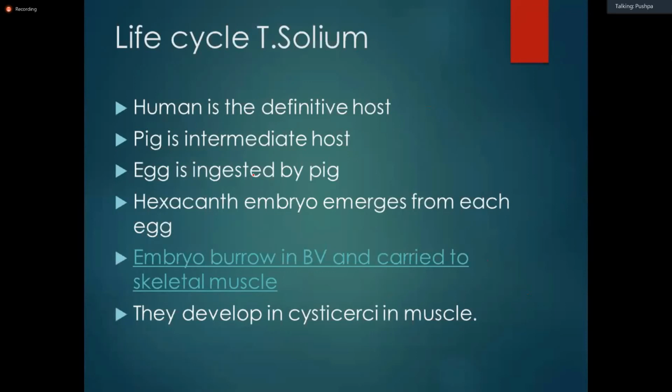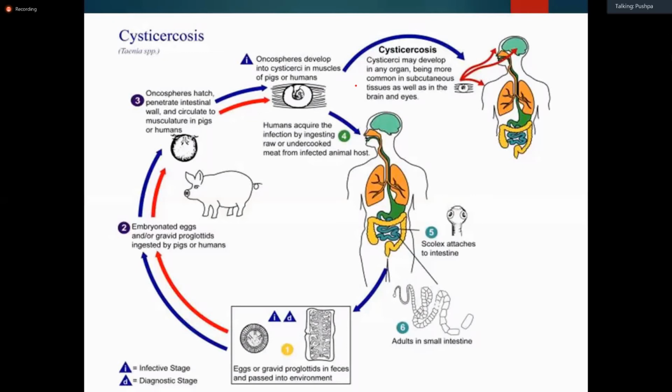Life cycle: human is the definitive host, pig is the intermediate host. The egg is ingested by the pig, the hexacanth embryo emerges from each egg, burrows through the blood vessels and is carried to skeletal muscle, where they develop into cysticerci. This is the usual cycle. But when I'm talking about cysticercosis, it is when a human being accidentally ingests food or water containing the eggs of Taenia solium.